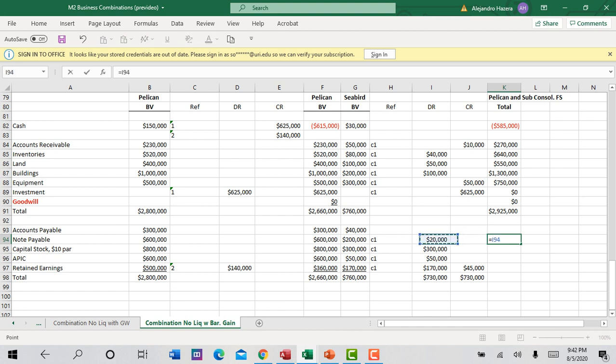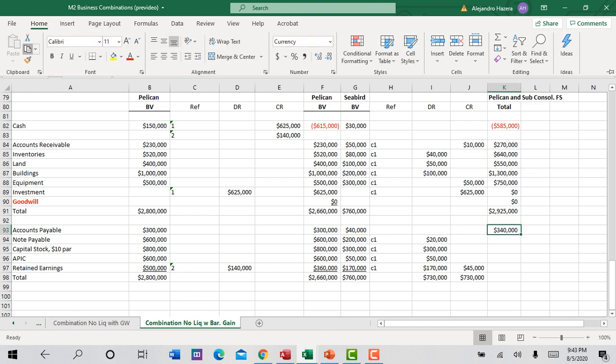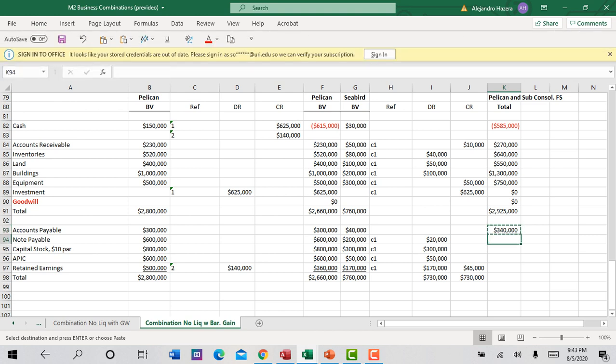Now for liabilities, you're going to take the parent plus the sub minus the debits plus the credits. Well, you got 340 there anyway. Let's go ahead and copy this down. And we'll sum this up. And you will get 2,295,000. So we're fine. A couple things I want you to notice.